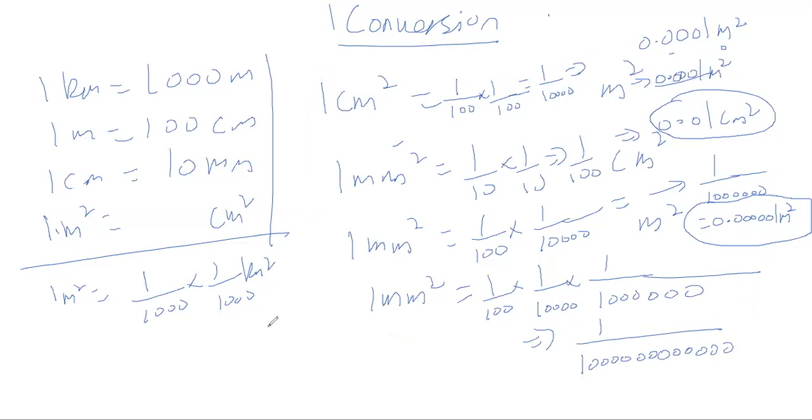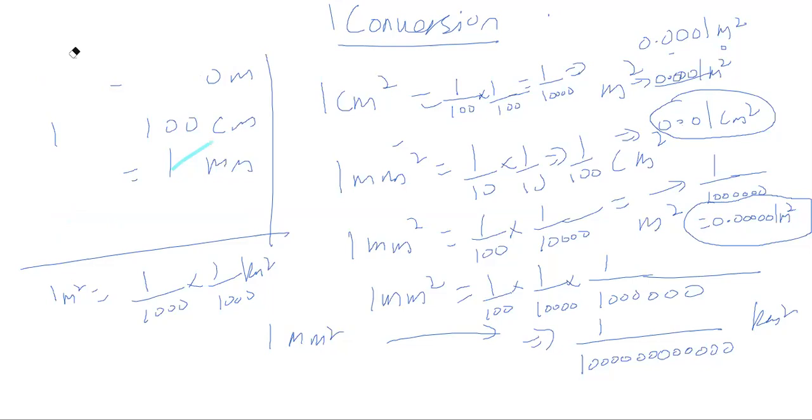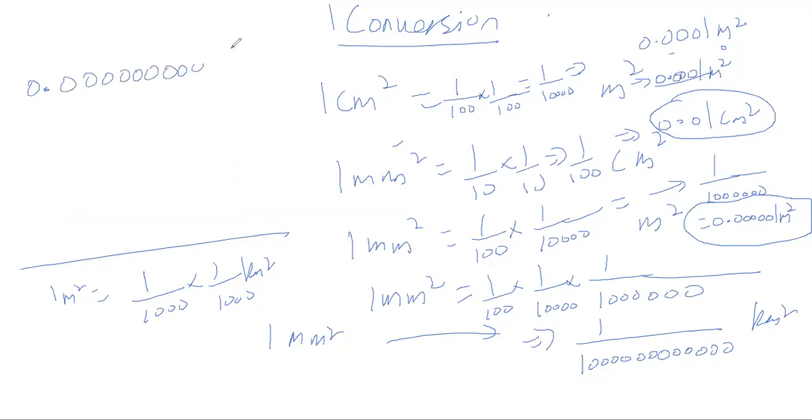So 1 millimeter square is equal to how many kilometers square? 1 over 1 with 12 zeros. And if you want to write it in decimal form, how would you write it? 0, then 11 zeros, 1, 2, 3, 4, 5, 6, 7, 8, 9, 10, and then 1. This would be the answer for the last one.